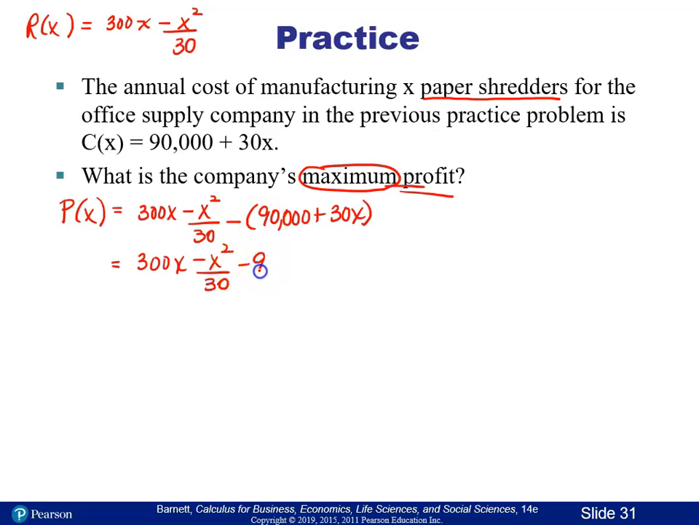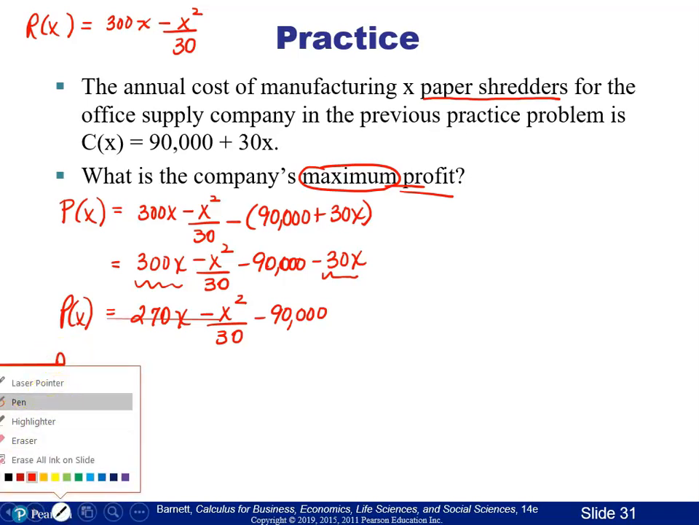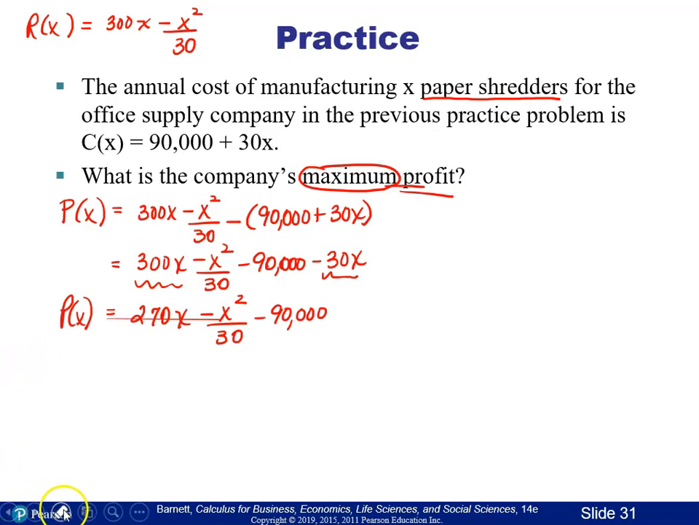So I'm going to distribute the negative through. Okay, and then we have some like terms we'll combine together. So 270x minus x squared over 30 minus the 90,000. That's going to be my profit equation. Okay, and we know from the steps we've already done that in order to maximize that, we're going to have to take the derivative.